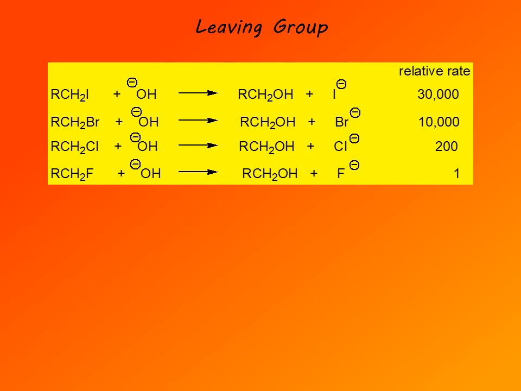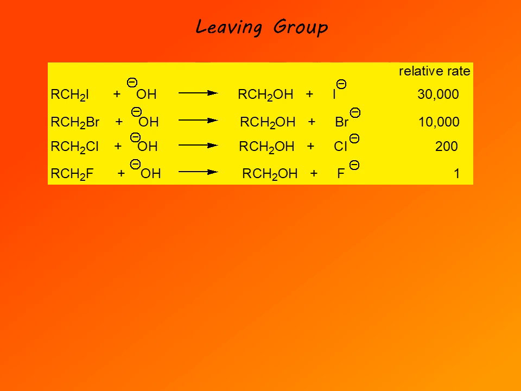The leaving group, of course, affects reaction rate. A good leaving group leaves easily and reacts at a fast rate, a poor leaving group at a slow rate. So carbon forms the weakest bond to the iodine atom, and since this is the weakest bond, iodine is the best leaving group. And its relative rate compared to fluorine, if you look at the bottom, the carbon-fluorine bond is very strong, and fluorine is actually effectively not a leaving group.